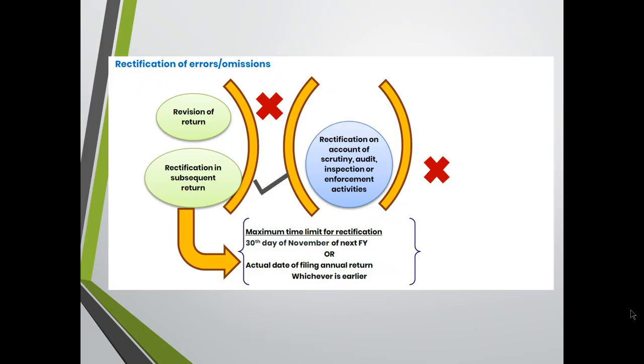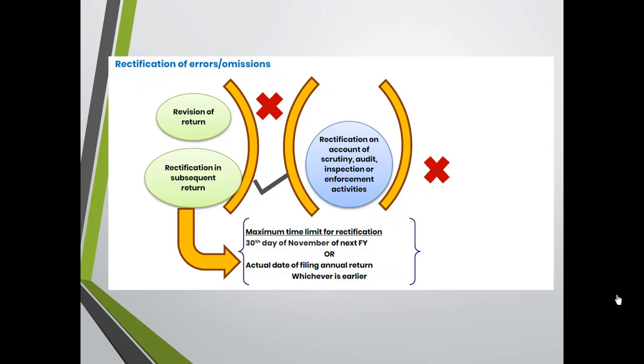As in income tax, you cannot revise, you cannot rectify, you cannot update the return. In subsequent returns, you can add or delete those figures with respect to the subsequent return period transactions, and you can adjust those figures. That's it.